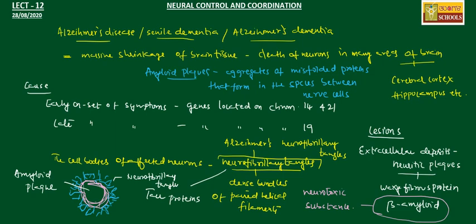And there is a degeneration of cell bodies in the brain, as I told, and this will result in deficiency of the neurotransmitter acetylcholine. So the cell bodies' death will cause the deficiency of acetylcholine, and if there is no transmission of impulses between neurons, that will result in dementia.